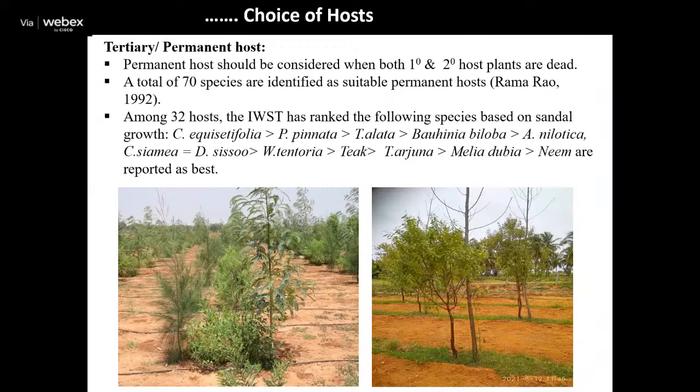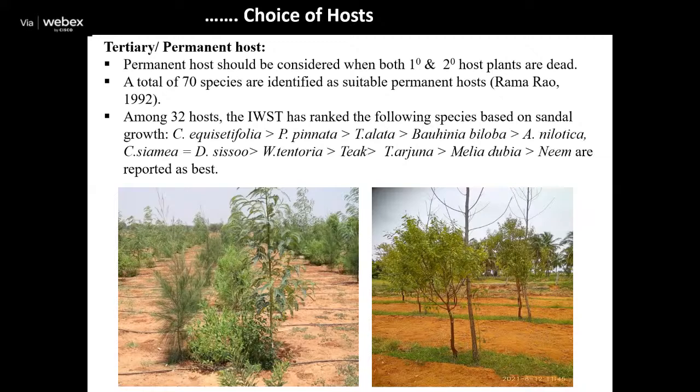And this is, see the picture. Some people will use only one host, some people will use two hosts also. See, in the first picture there are three hosts. They put the Casuarina and Sesbania, and also they will use the primary red gram.